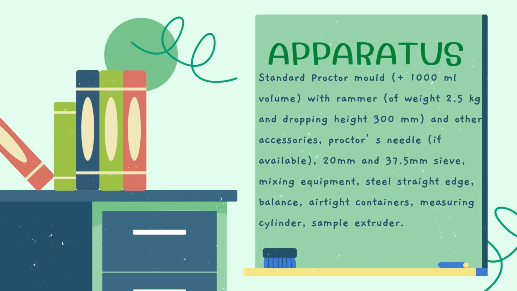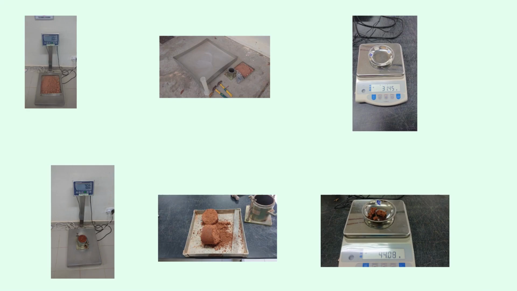So the apparatus for the Proctor test is a standard Proctor mold, 1000 ml volume, with a rammer of weight 2.5 kg and dropping height of 300 mm. Other accessories: 20 mm and 37.5 mm sieve, mixing equipment, steel straight edge, balance, airtight container, measuring cylinder, sample extruder. So this is the picture when the experiment was conducted.